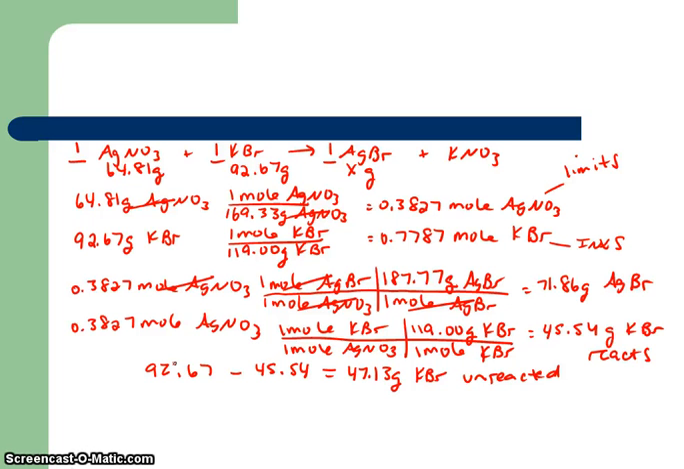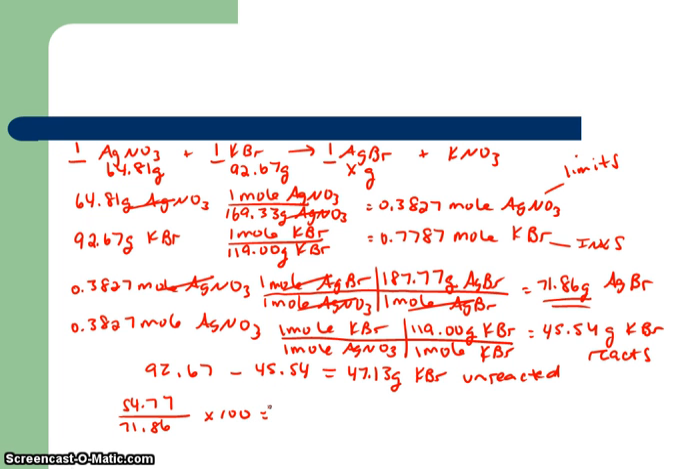Now, the last part of the question was we wanted to find the percent yield. And it tells us that we carry out this lab. We have 64.81 grams of silver nitrate reacting with 92.67 grams of potassium bromide, and we actually produce 54.77 grams. So 54.77, that's our actual or experimental value. Up here, that is our theoretical value, or what we should get. So we'll plug that in, 71.86, and then we'll multiply it by 100, and that'll give us our percent yield.